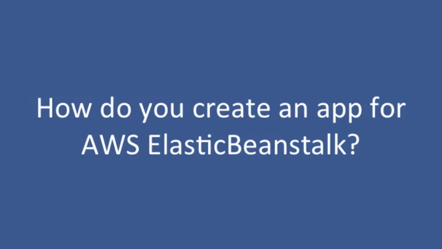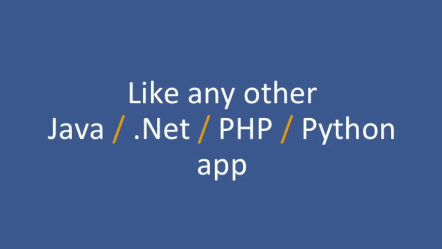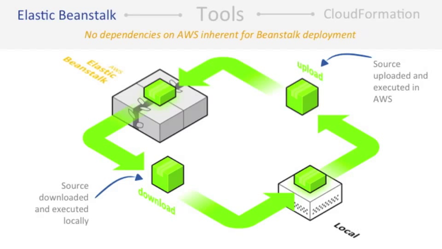So how do you create an app for AWS Elastic Beanstalk? Well, you do it exactly the same way as you do any other application you deploy. Whether it be a Java, a .NET, PHP or Python application, there really is no difference. There's no dependencies on AWS inherent for a Beanstalk deployment. So this is an example of that in action. I can deploy an application locally on my local development machine, and I can upload that source application package into Beanstalk, run it in Beanstalk, and I can take that same package, download it again, and execute it locally.